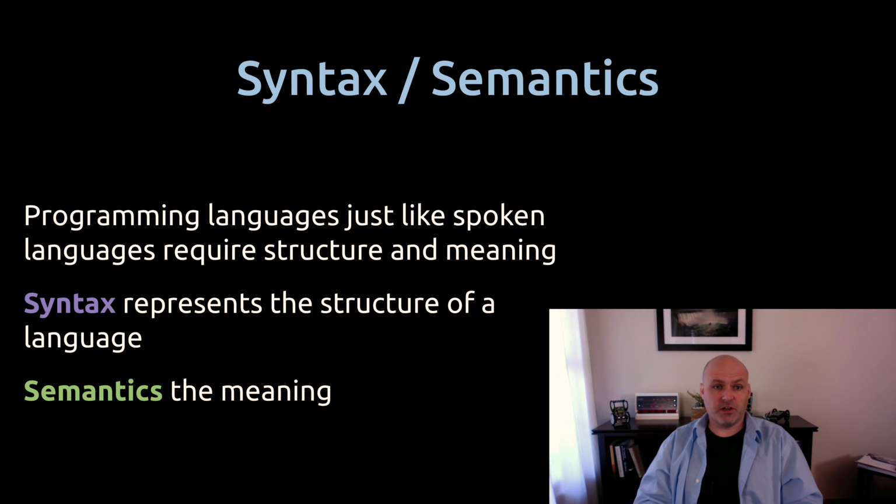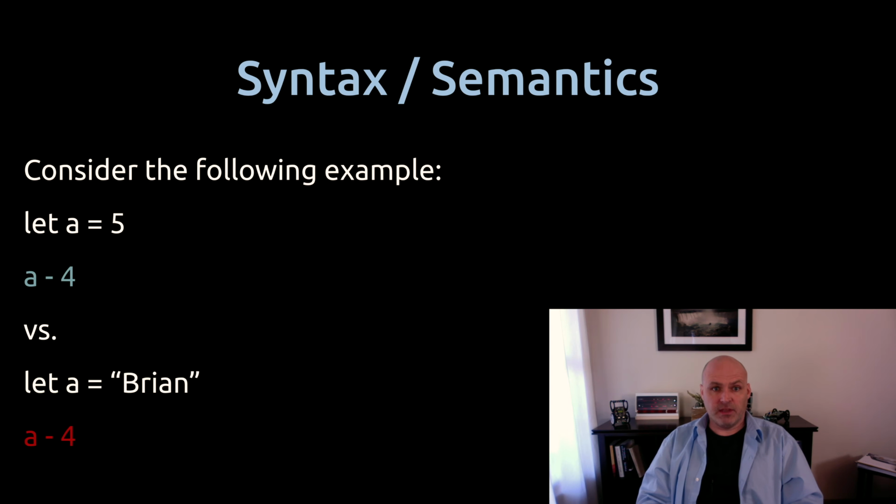Now, this is best expressed with an example. Let's look at these programming statements. The very first statement here is let a equal 5. We now know that a is a variable, and we are assigning it the value 5. Now, below that, we have a minus 4. Well, this makes sense. Semantically, I can take 5 and subtract 4. That is not a problem. The next line is let a equal a string, Brian. Now, if you look right below it, I do the same exact thing that we did with the previous example. I have a minus 4, but now a is not a number. A is a word. A is Brian. Brian minus 4 does not make sense.